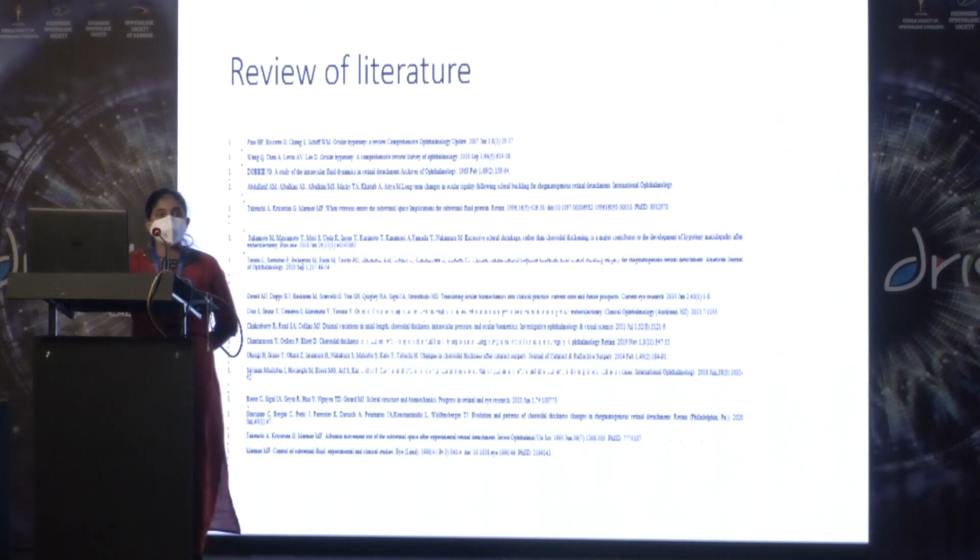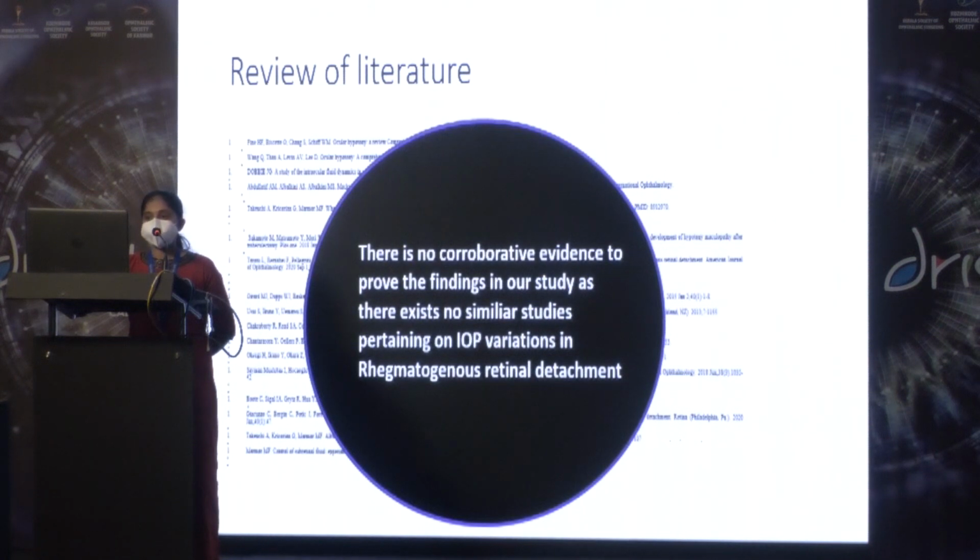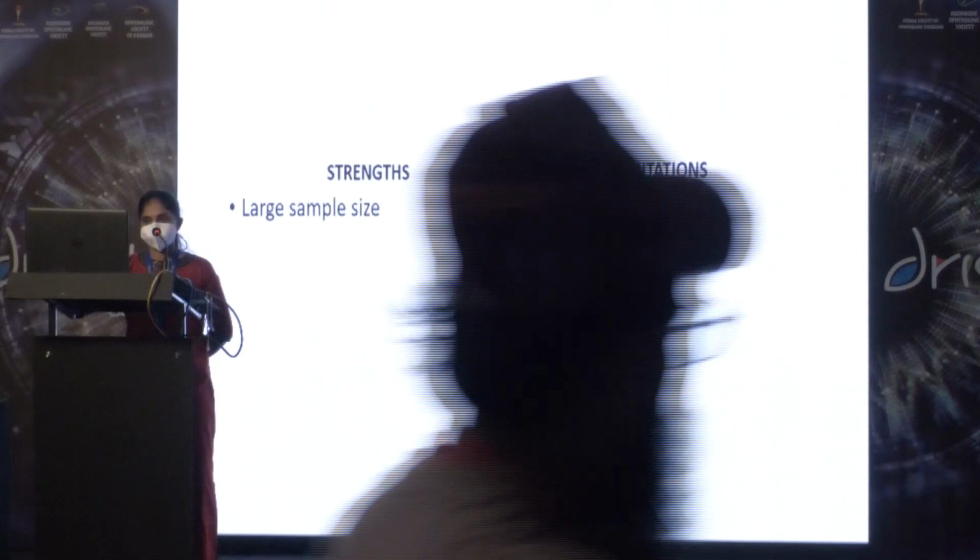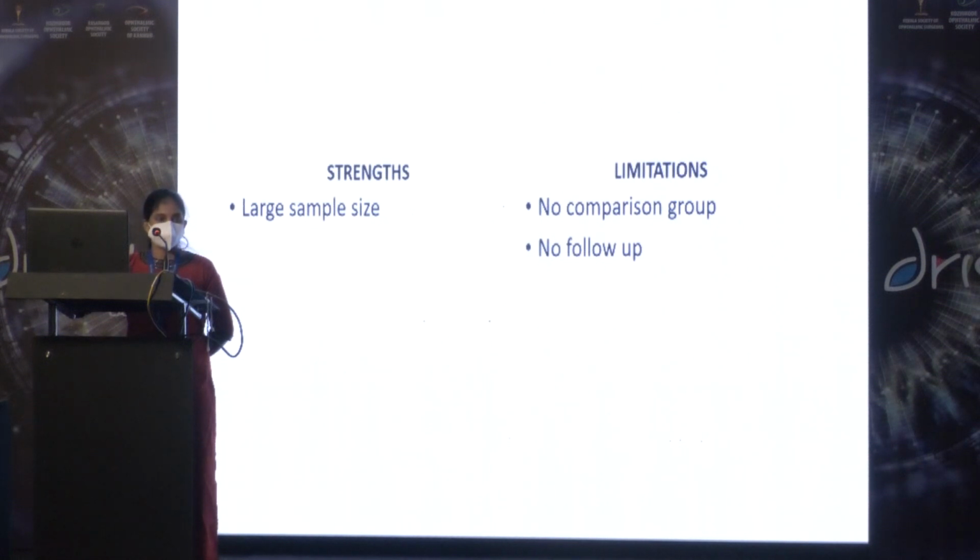Even though there are many studies on rhegmatogenous retinal detachment and its characteristics, there is no corroborative evidence to prove the findings in our study, as there exist no similar studies pertaining to IOP variations in rhegmatogenous retinal detachment. Now coming to the strengths and limitations of our study, the major strength is that it has a large sample size even in the subgroups. Limitations: no comparison group, no follow-up.